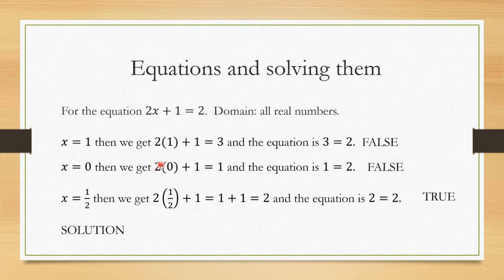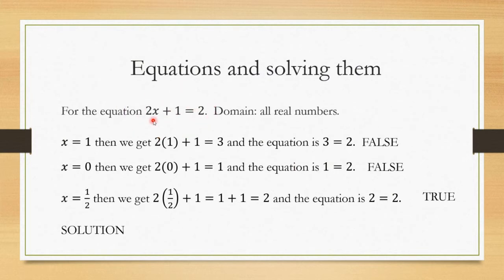When x is 0, we have 2 times 0 plus 1, which equals 1. So in this case, we have 1 equal to 2. Well, that's false also. So this is false, this is false. But what if we replace x by a half? Well, in that case, we're going to get 2 times a half plus 1. That's equal to 1 plus 1, which is 2. So this equation then says 2 equals 2. So when x is a half, we get a true statement.